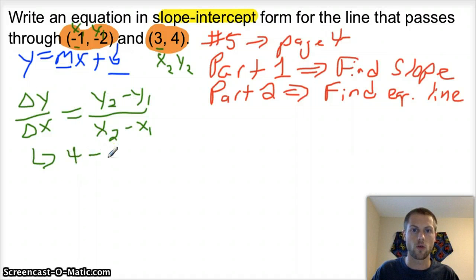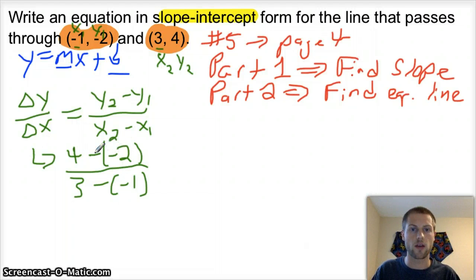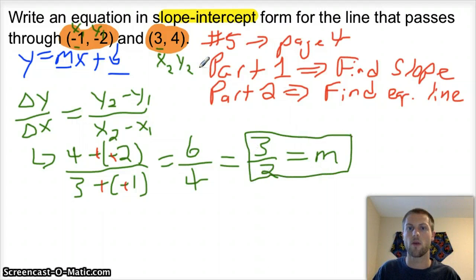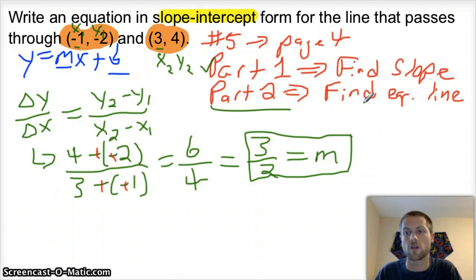So using this formula, I'm going to have a y2, which is 4, minus y1, which is negative 2. Don't drop those signs. And then I'm going to have my x2, which is 3, minus my x1, which is negative 1. When I'm subtracting a negative, that's like adding a positive, so I'm going to slip those positives in there. That's all legal to do. And this is going to equal 4 plus 2, which is 6, over 3 plus 1, which is 4. Simplify that out, and you're going to get 3 halves as my slope. Hooray! Part 1, done.